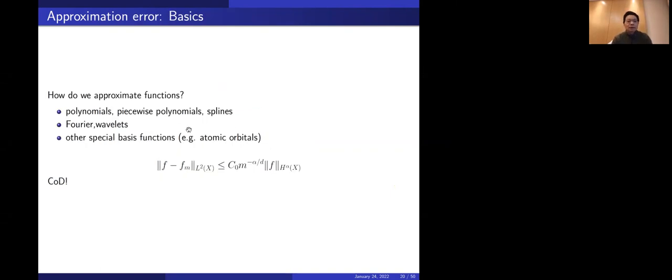What about the approximation error? Well, the approximation error in classical approximation theory, when you approximate by piecewise polynomials, you get this, and this has the curse of dimensionality.